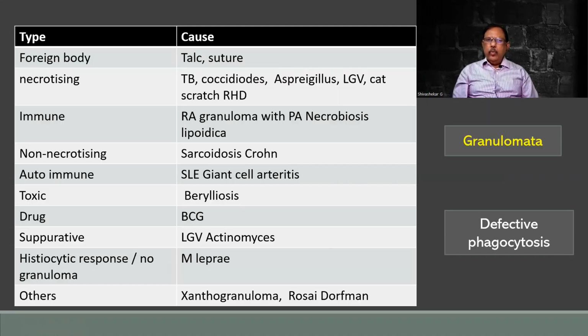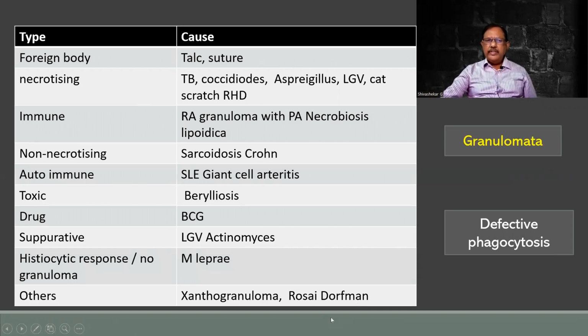Now again, what can be the various causes for the granuloma? This is an age-old question. In fact, I would advise you to go to one of the first chapters in Robbins wherein he mentions the granuloma and the causes for it. What is necrotizing, non-necrotizing, etc. This is again a very useful table just for recapitulation.